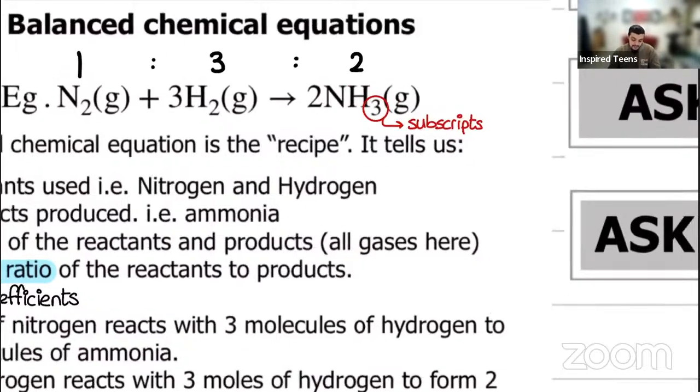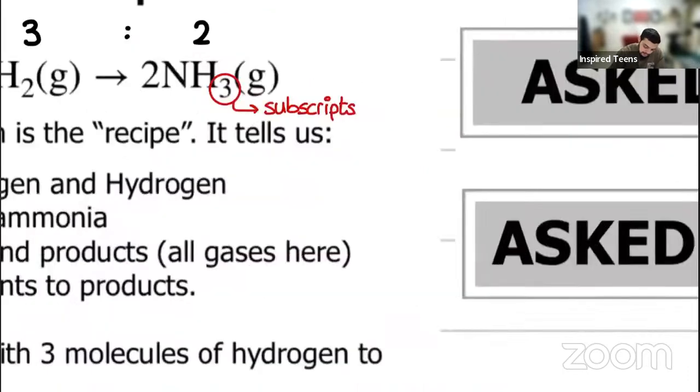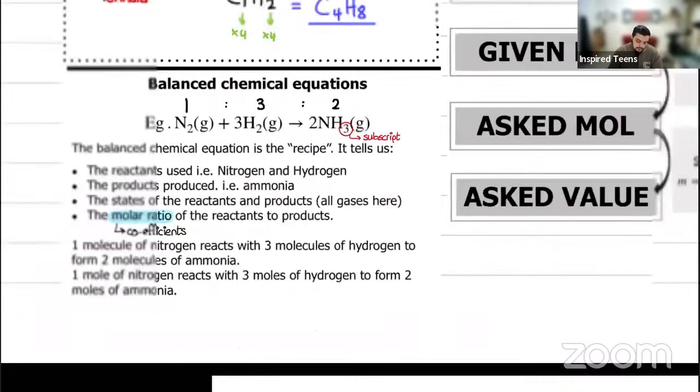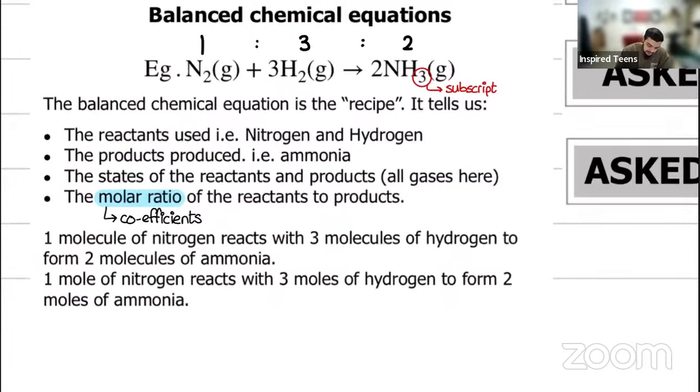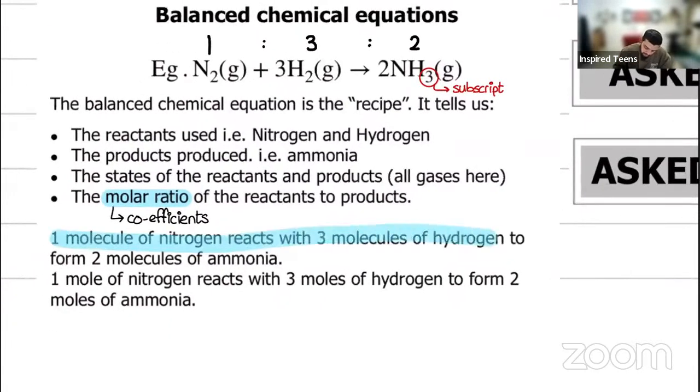So that's known as a subscript. Not to confuse the two, when we talk about molar ratio, we're talking about the coefficients. The numbers of the coefficients actually represent the specific molar ratio. As you can see, they explain it here: 1 molecule of nitrogen reacts with 3 molecules of hydrogen to form 2 molecules of ammonia. 1 mole of nitrogen reacts with 3 moles of hydrogen to form 2 moles of ammonia.